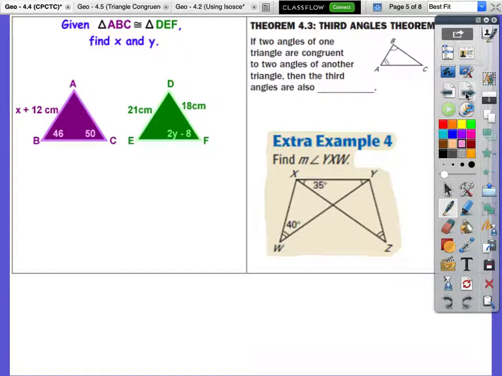Hey, does anybody want to do this one up here? Okay, let's go. You got it? One on the left. Yeah, the one on the left.